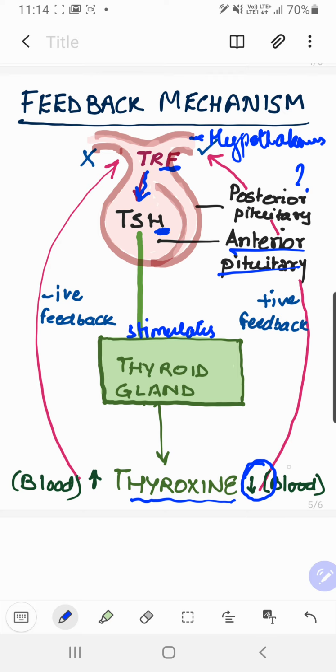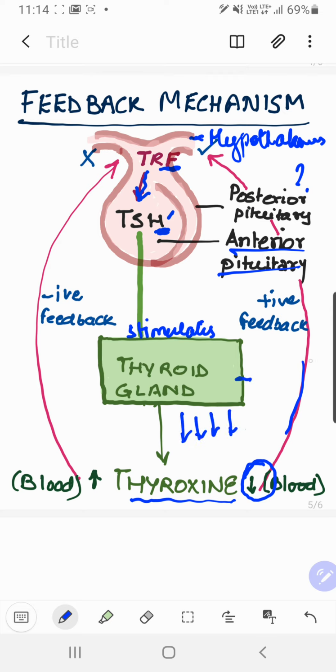This lack of concentration of thyroxine is a kind of stimulus, or a kind of message which is taken by the chemoreceptors. These chemoreceptors, which can sense the concentration of thyroxine, send the message to the hypothalamus that okay, the thyroxine concentration is going down, right? What should be done then? Then hypothalamus should allow anterior pituitary to release more thyroid stimulating hormone so that this thyroid gland can be stimulated and more thyroxine can be secreted.